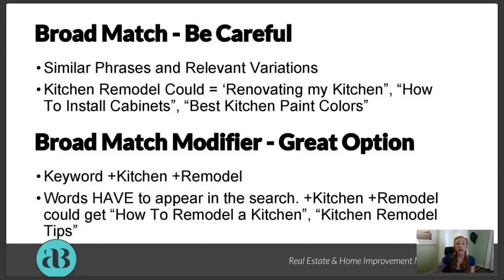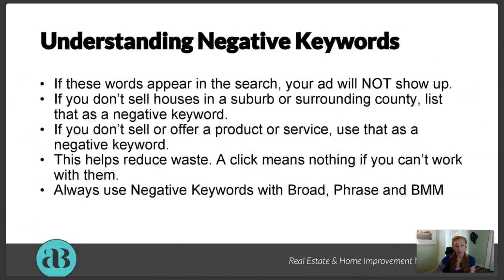So the next would be broad match modifier. And this is a really great option. So how you add broad match modifiers is by adding a little plus sign in front of each word in your keyword. So they have to appear in the phrase. So plus kitchen plus remodel. So that's my broad match modifier. You could get how to remodel a kitchen or kitchen remodel tips. So those words have to show up in the phrase, but they don't have to be in the same order. So that typically will get you a lot closer to the customer or the phrases that you're looking for.